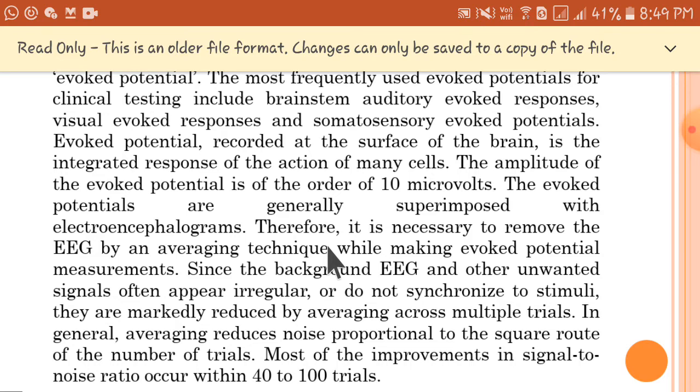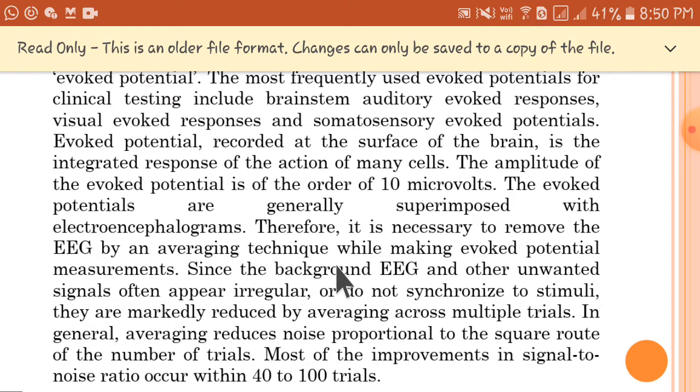The method is that we take multiple measurements, or multiple trials, and after that we average the signals, so that by averaging we can remove the EEG signals. The evoked potentials are always superimposed with the EEG signals, so to get the evoked potentials we have to remove the EEG signals.